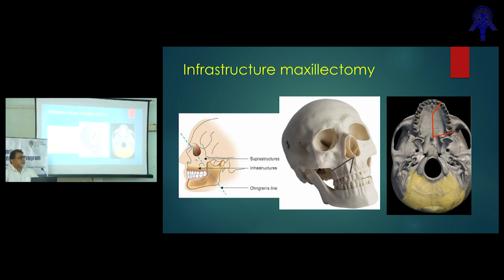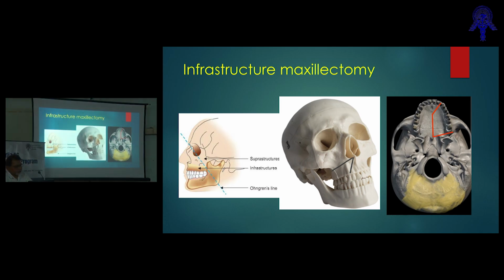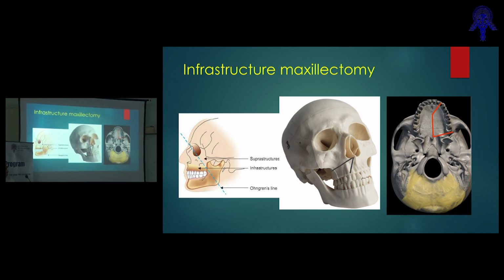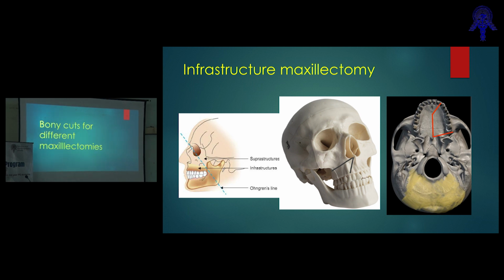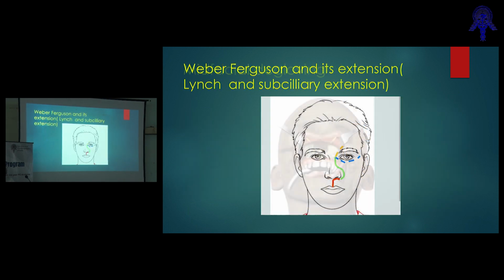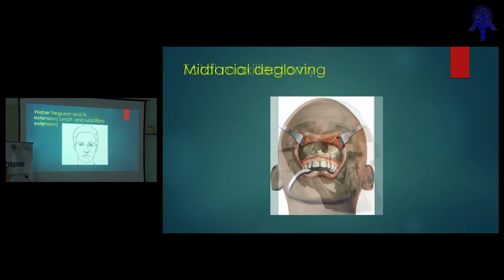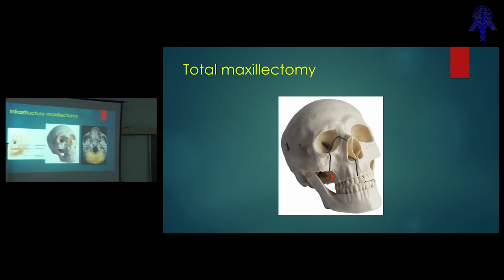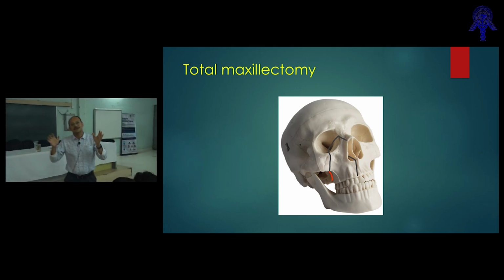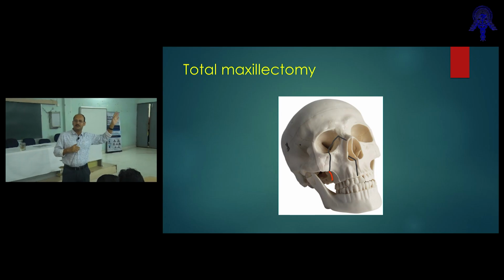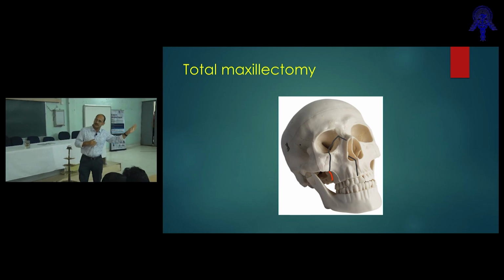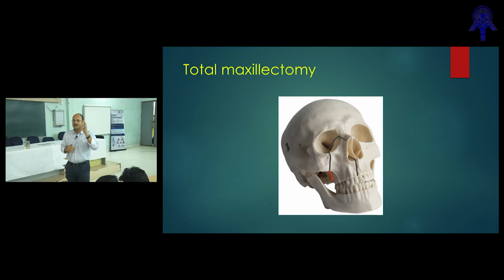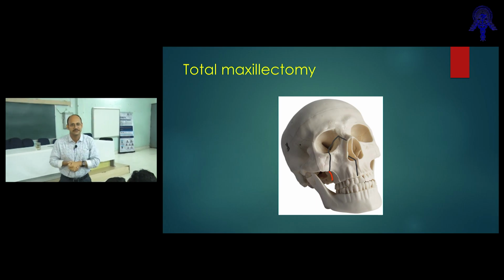I am not going into the surgical dexterities. The incision can depend on either Moore's incision, the Weber-Ferguson incision, or the midfacial degloving. Now another area that has been frequently asked in the examination is the total maxillectomy. What are the indications for doing total maxillectomy? We have discussed medial maxillectomy for limited lesions, and suprastructure and infrastructure maxillectomy.